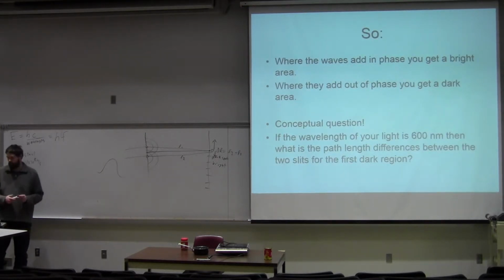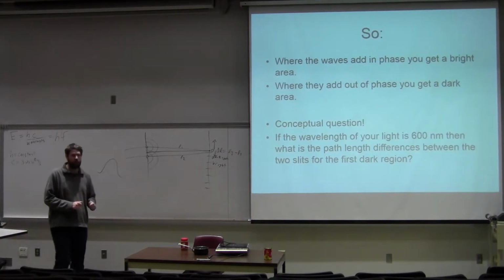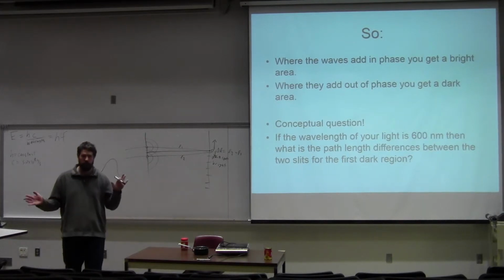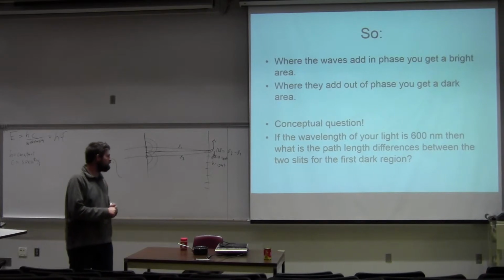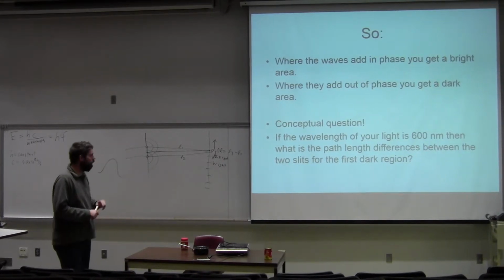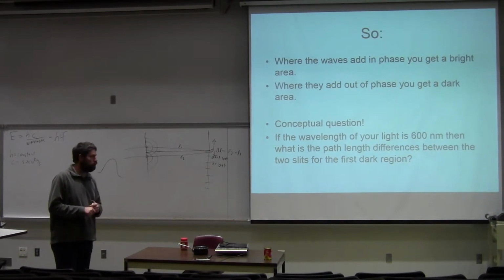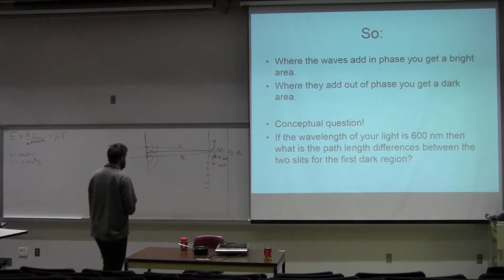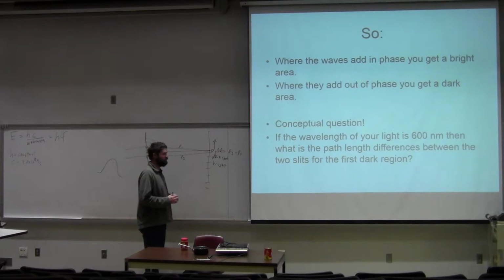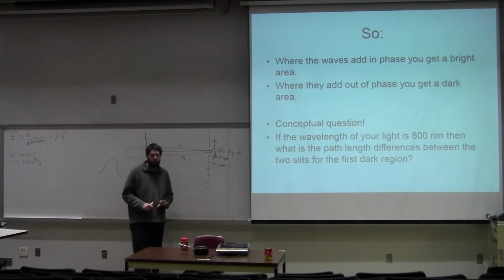Alright, so quick concept question. The wavelength of light is 600 nanometers. Nanometers is 10 to the minus 9th, but we'll just stay in nanometers for now. What is the path length difference, my delta L, for the first dark region? The first dark region, this region right here. Now, by delta L, I don't mean the distance from the center on the screen. That's going to be different than delta L.